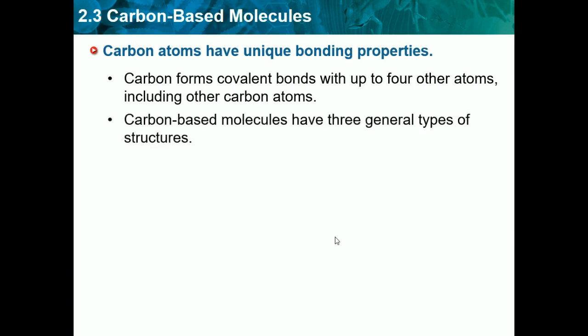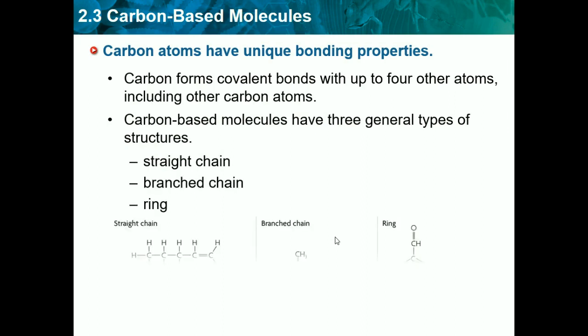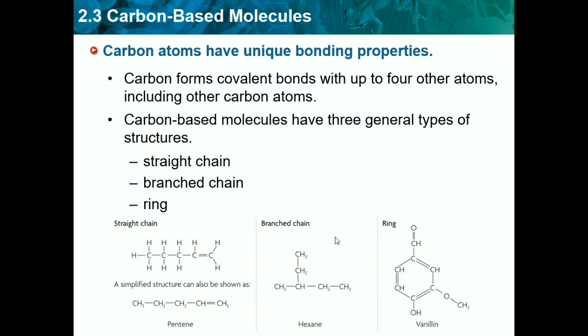Carbon-based molecules have 3 general types of structures, which we will also learn. These are the structures: a straight chain, a branched chain, and a ring. So you can remember it like bling: you have 2 chains and a ring. The straight chain is this one on the very left. It's just straight. It doesn't bend or curve.